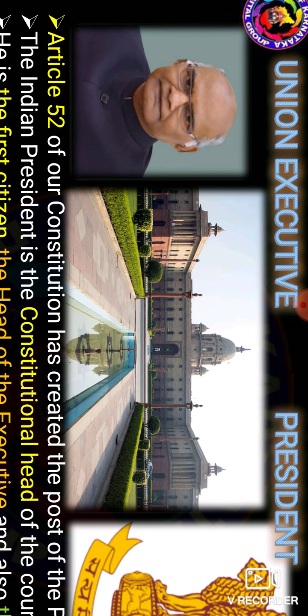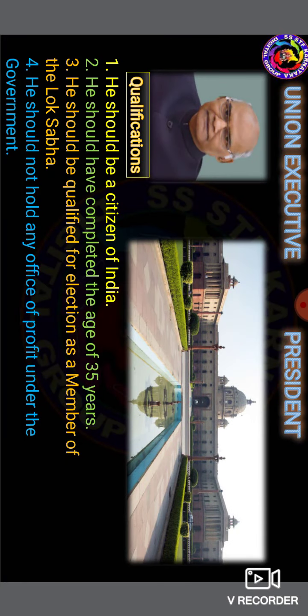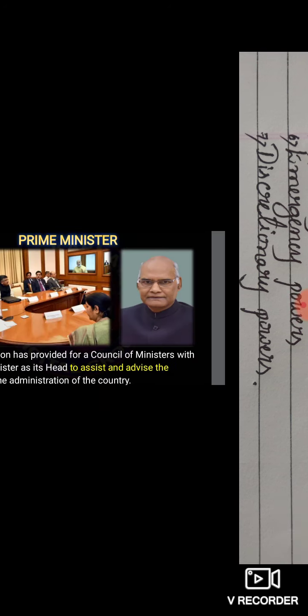And the next, the Union executive, which means the President. Ramnath Kovind is the present President of India. What was the formation of the President, how are the elections of the President held, and what are the qualifications of the President? These we studied in our previous class. And then the powers of the President. This is also studied in our previous class.